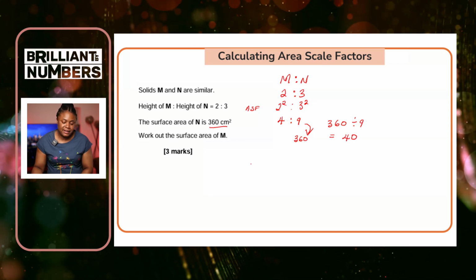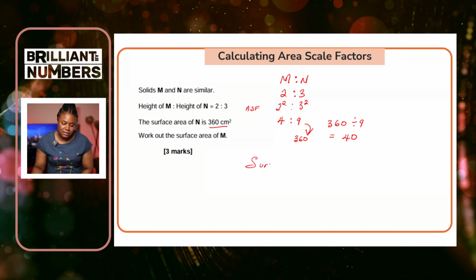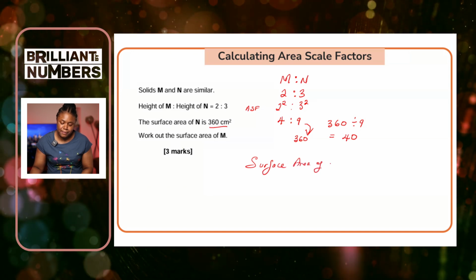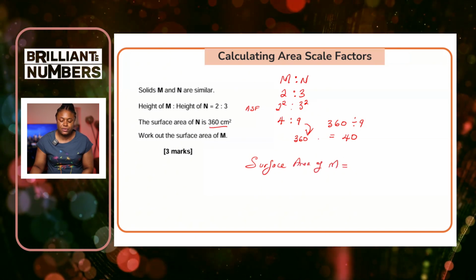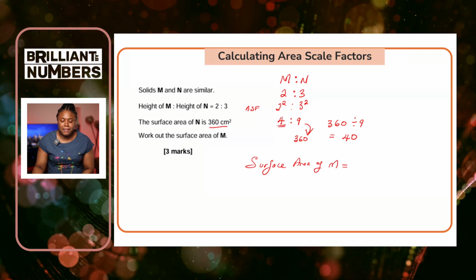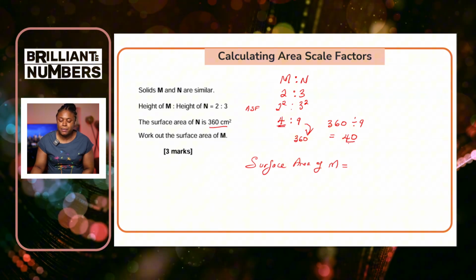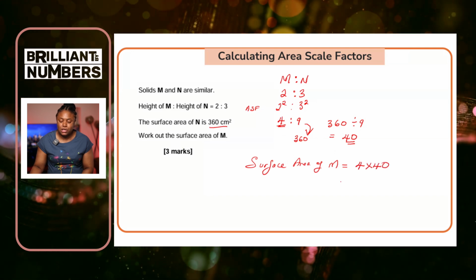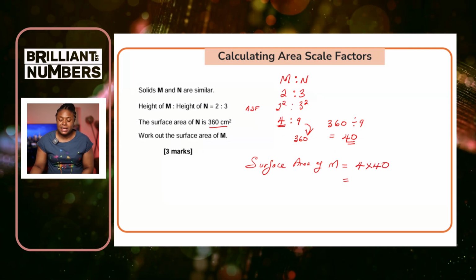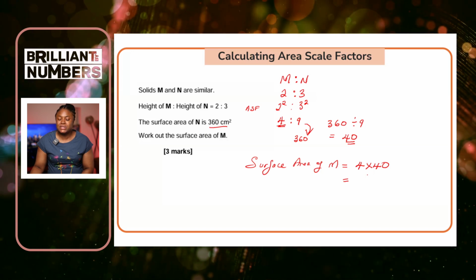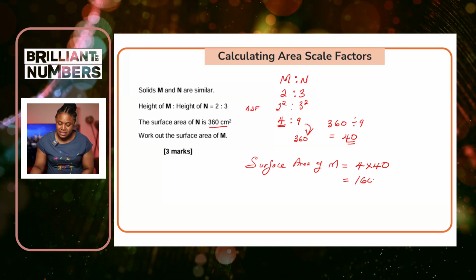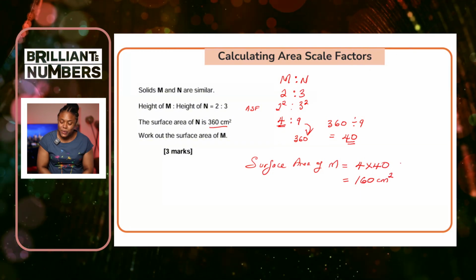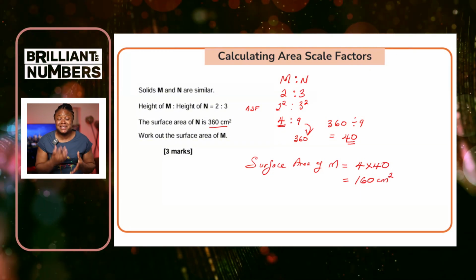To find the surface area of M, let's just write that down. Surface area of M is equal to, I'm going to multiply my ratio part times 1 part. So I need to do 4 times 40. 4 times 4 is 16, so 4 times 40 is 160, and the unit is centimeters squared. It's just as simple as that.